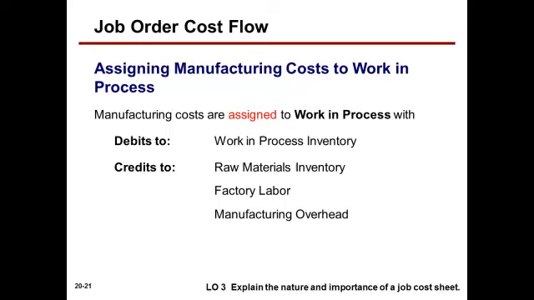Let's move now to assigning manufacturing cost to work in process. Manufacturing costs are assigned to work in process as debits to that account, increasing it, and credits to either raw materials inventory that are used, factory labor that's been used to make the product, or applying manufacturing overhead. Those credits decrease those respective accounts.